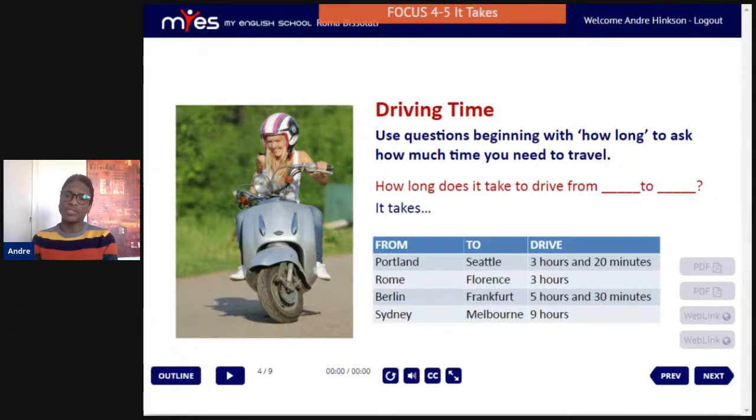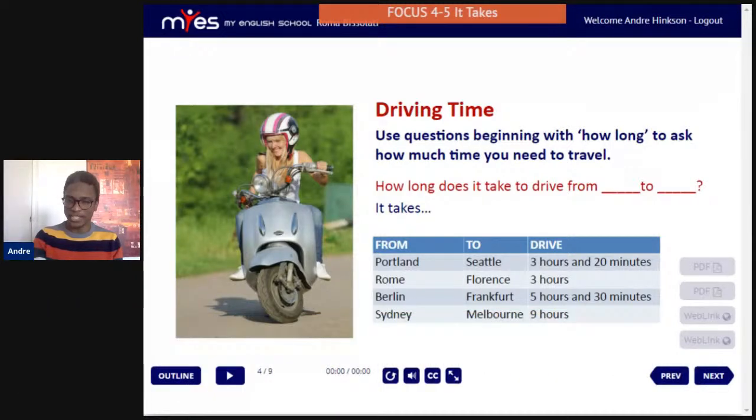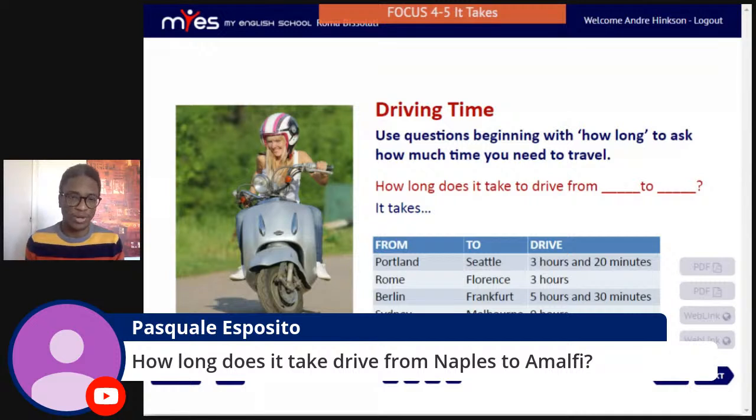Giovanna asks, how long does it take to drive from Naples to Rome? She says it takes about 1 hour by train. Excellent. Very, very good. So remember, it's probably faster by train than maybe by car or bus. Cool. Good questions, guys. How long does it take to drive from Naples to the Amalfi Coast? That's an interesting question.